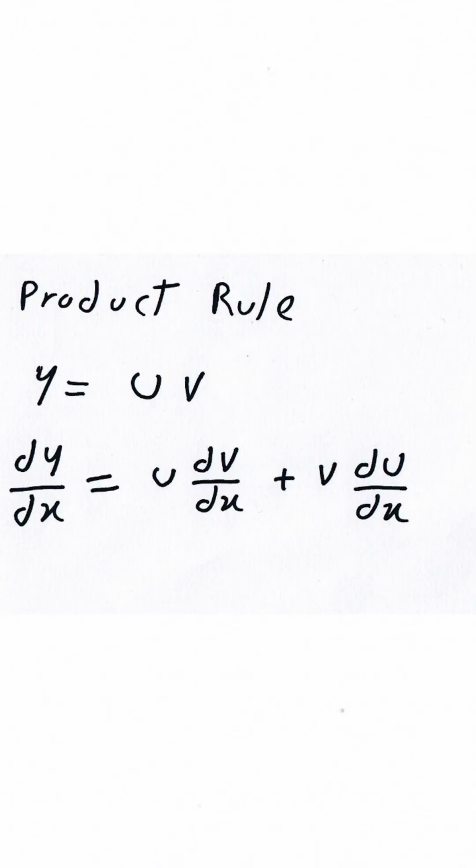Here's a quick reminder about the product rule. Assume we have a function, y equals uv. The product rule simply is u into v's derivative plus v into u's derivative.